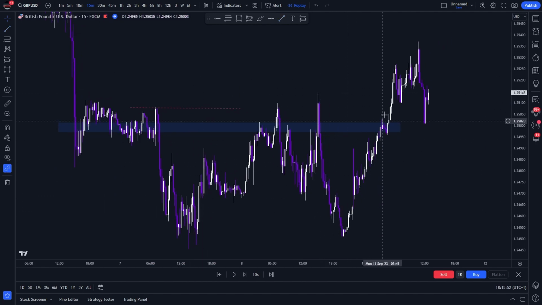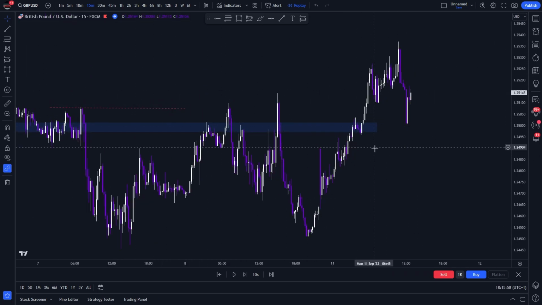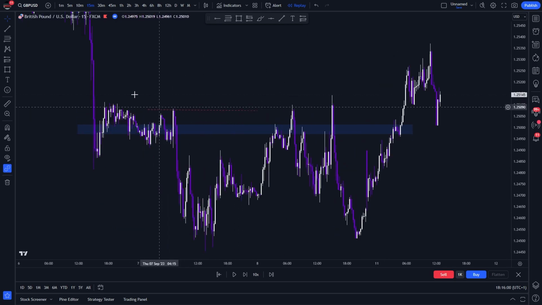So a lot of the time price will break. This is kind of the change of character, and as you get a retest of that high, usually you will get some sort of nice rejection. So this for me right here was a beautiful setup.